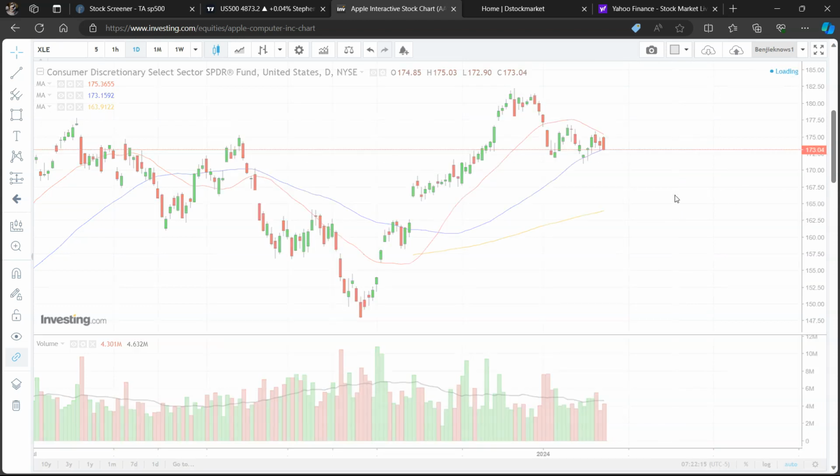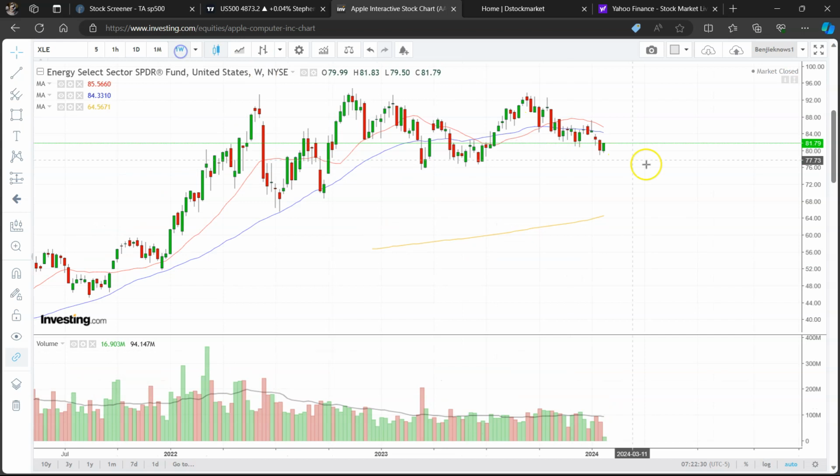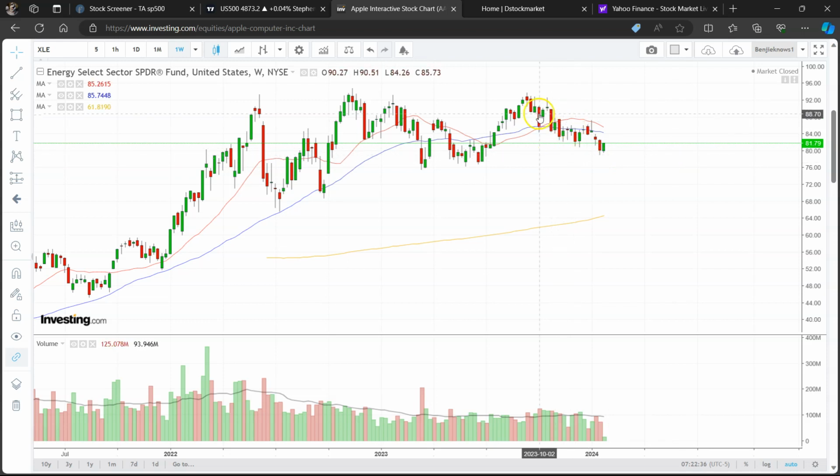Let's look at the energy sector, XLE. XLE has been below the 20 MA and 50 MA, so not very good. It's making lower highs, lower lows. But in context of the weekly chart, you can see that it's still trading sideways for a long time now at the support area here.